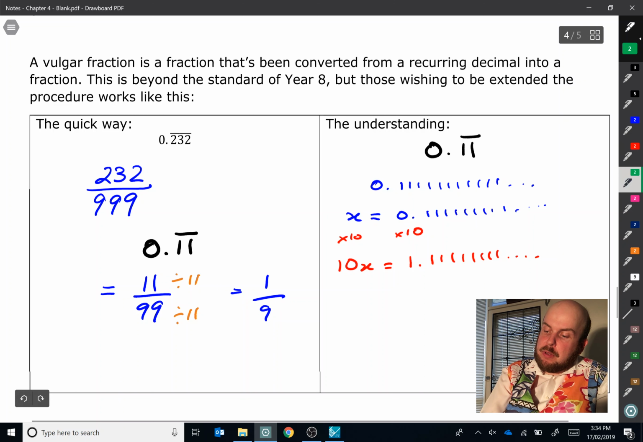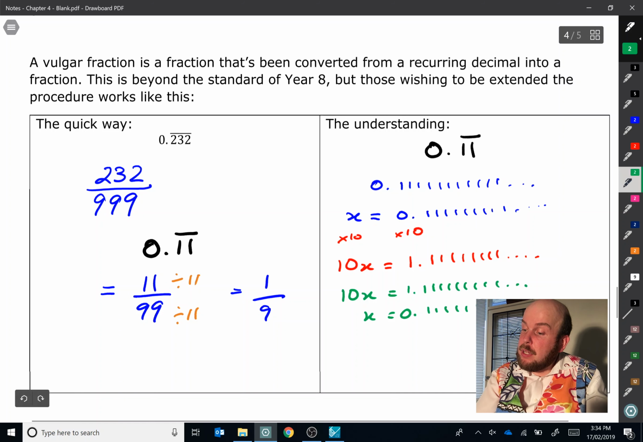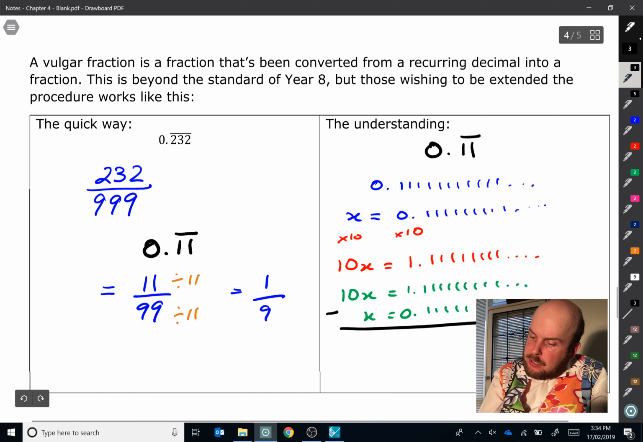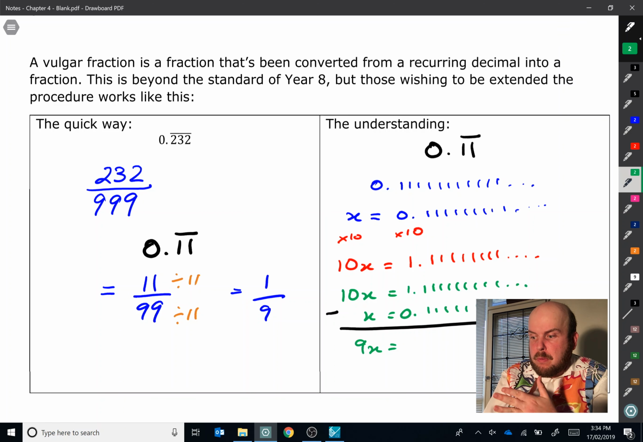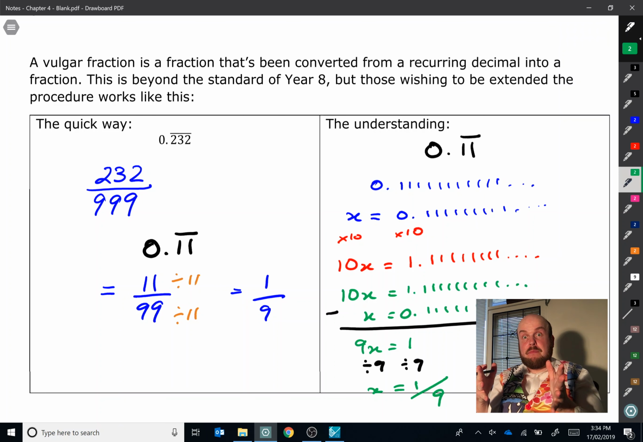So why have I done that? Well, I know that 10x is equal to 1.111111 on and on like that, and I know that x is equal to 0.111111 like that. I can get rid of the recurring decimal places by doing a big old minus. And I get 9x is equal to 1.111 on and on, take away 0.1111 over again. That makes it 1, because all the decimal places cancel out. Then we divide both sides by 9. We get x is equal to 1/9. So that's how we got that particular result.